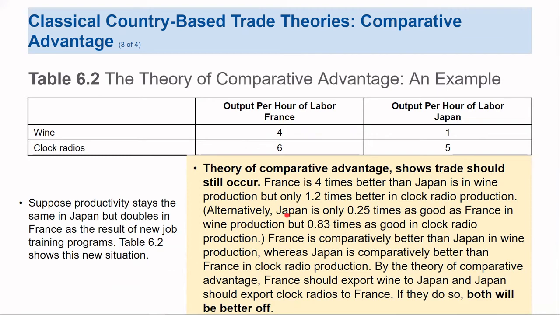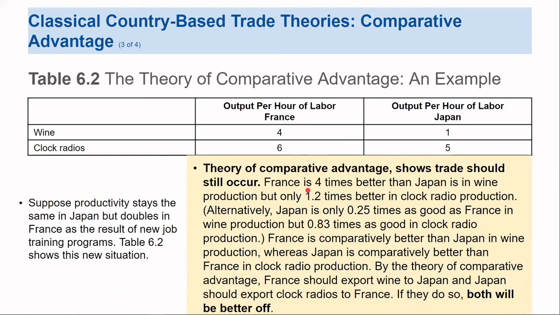On the other hand, Japan is only 0.2 times as good as France in terms of wine production, and 0.83 times as good in clock radio production. So France is comparatively better than Japan in wine production, whereas Japan is comparatively better than France in clock radio production. So France should export wine to Japan, and Japan should export clock radios to France. If they do so, both will be better off, of course.